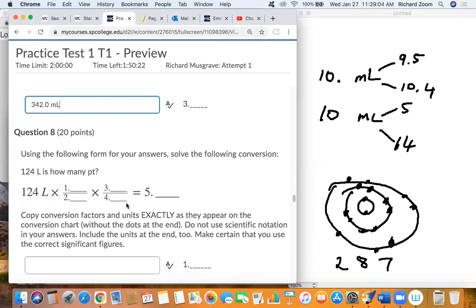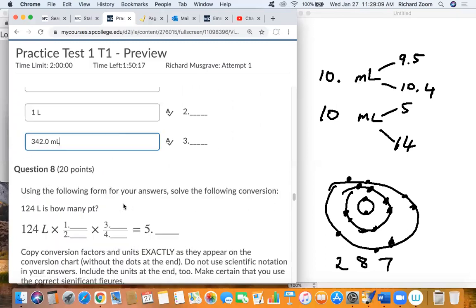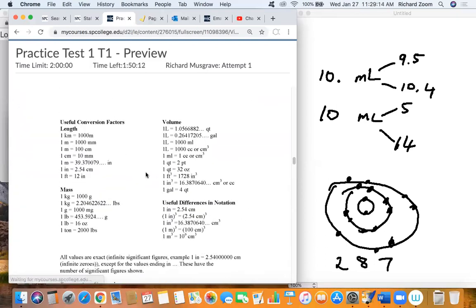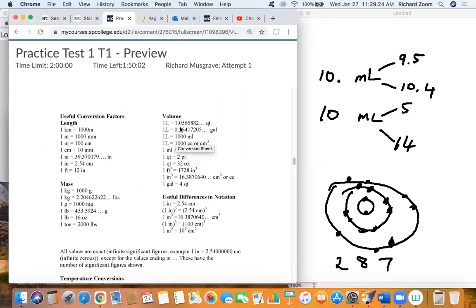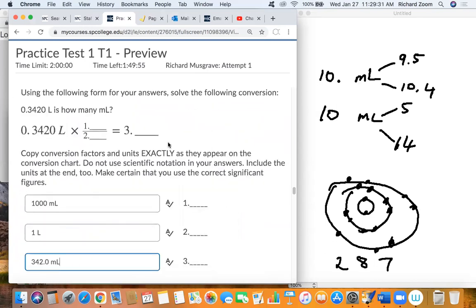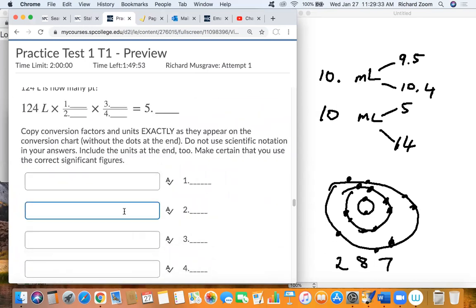Okay. So this one, we're going from liters to pints, which is going to require a 2-step situation. So we go back up to the conversion chart, and we've got quarts into pints and we've got liters into quarts. So we know that we're going to have to type this in entirely here, 1.0566882. So 1 liter will go on the bottom, sorry, 1 quart will go on the bottom.